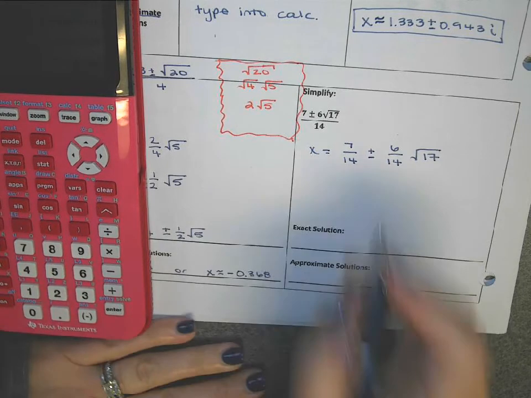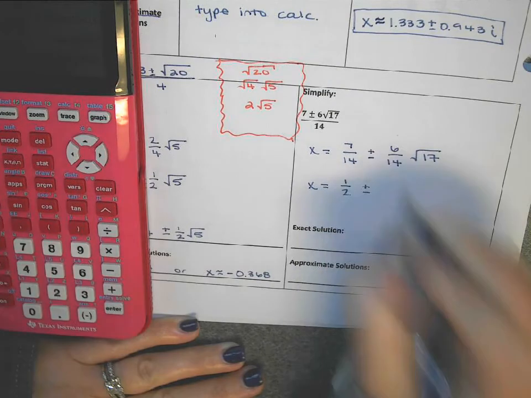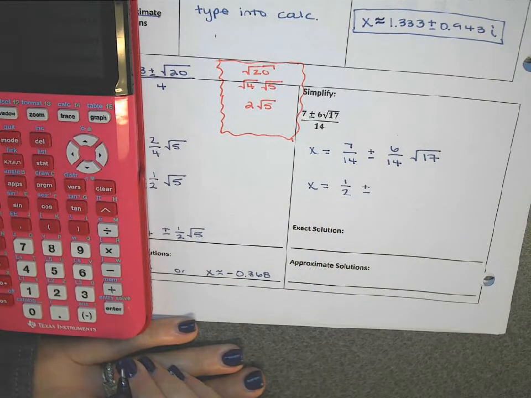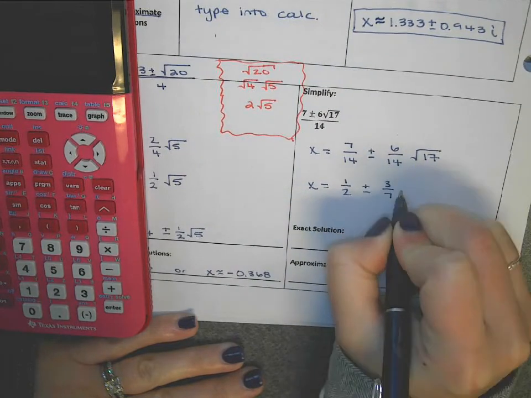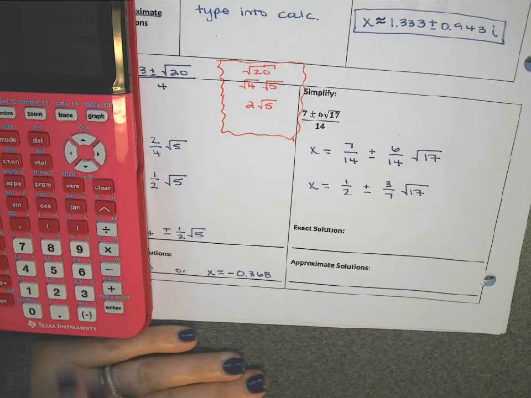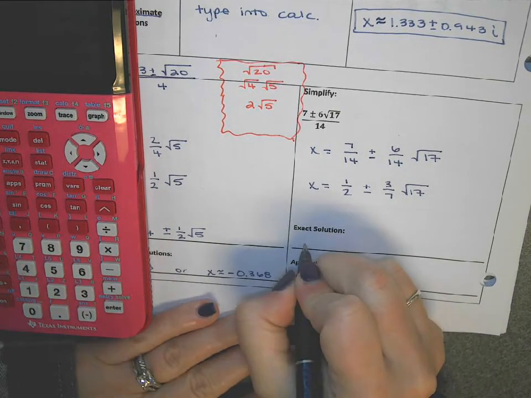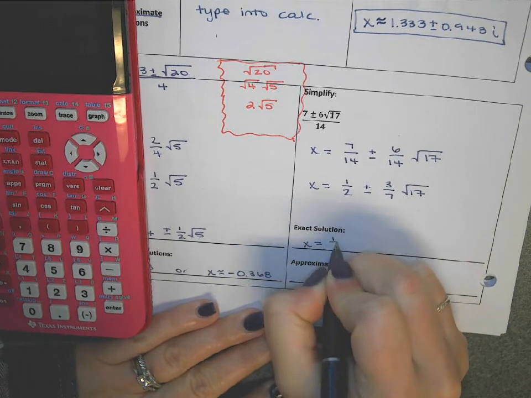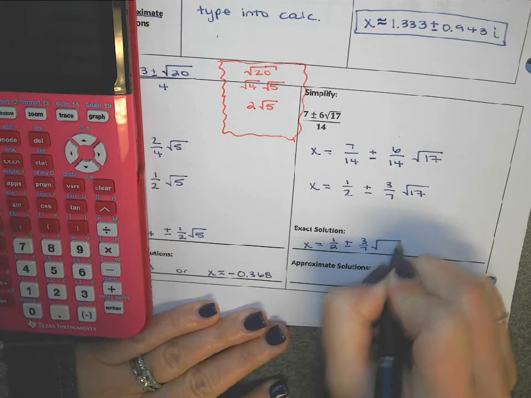Seven over 14 is 1/2. Okay, so x equals 1/2 plus or minus. What about the 6/14? 3/7. 3/7 square roots of 17. Anything else that we can do? I don't think so either. So that ends up being our exact solution. X equals 1/2 plus or minus 3/7 square roots of 17.